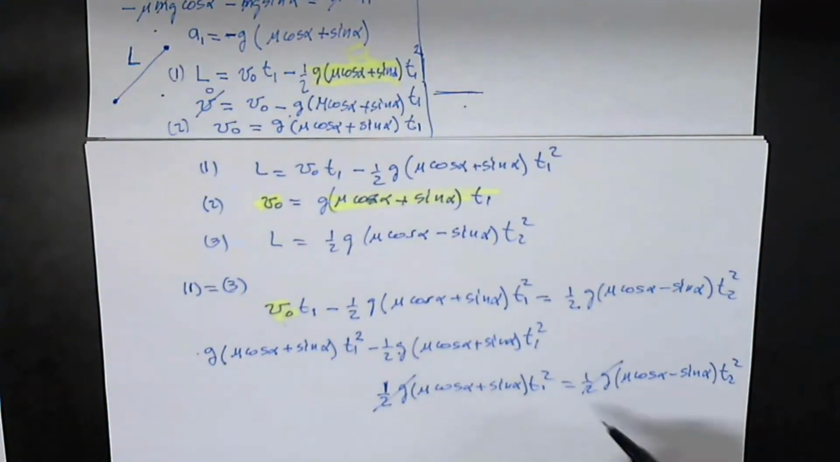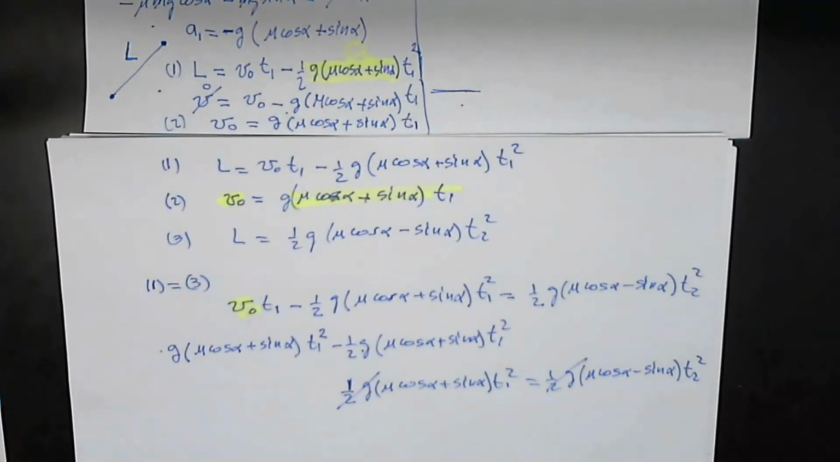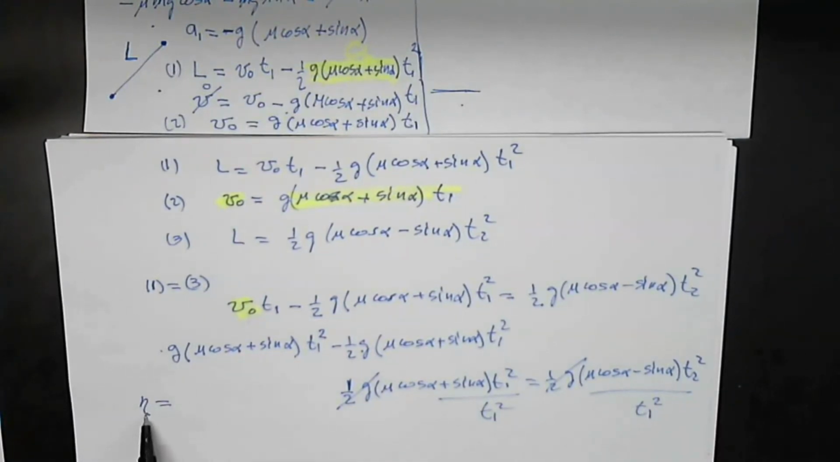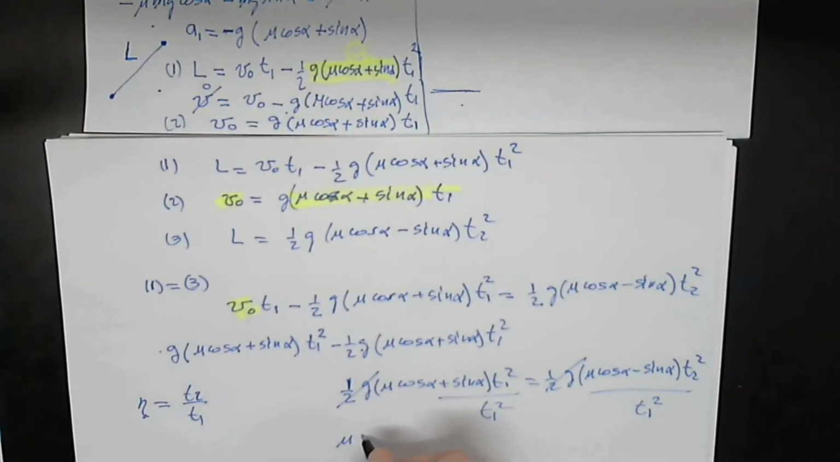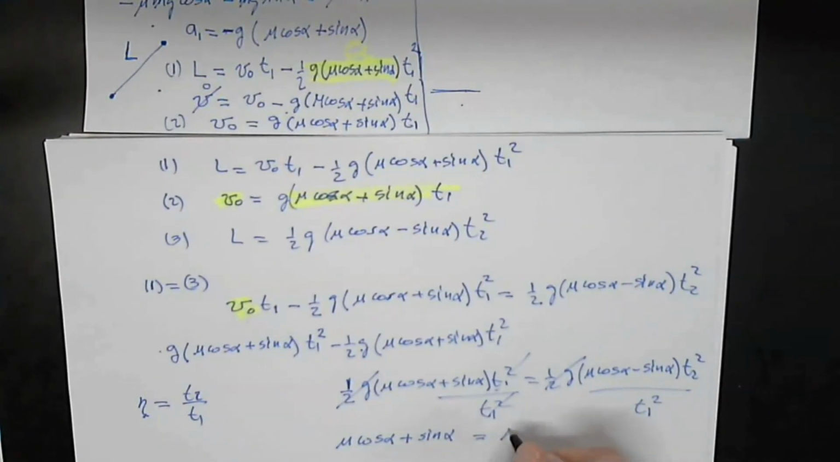Now the 1/2 G cancel, and I will divide by T1 squared. And the reason I'm doing that is because this is what is given. This is 2, and it is T2 over T1. So I get mu cosine of alpha plus sine of alpha. The T1 cancel. And on the other side, I have mu, parenthesis, cosine of alpha minus sine of alpha times mu squared.